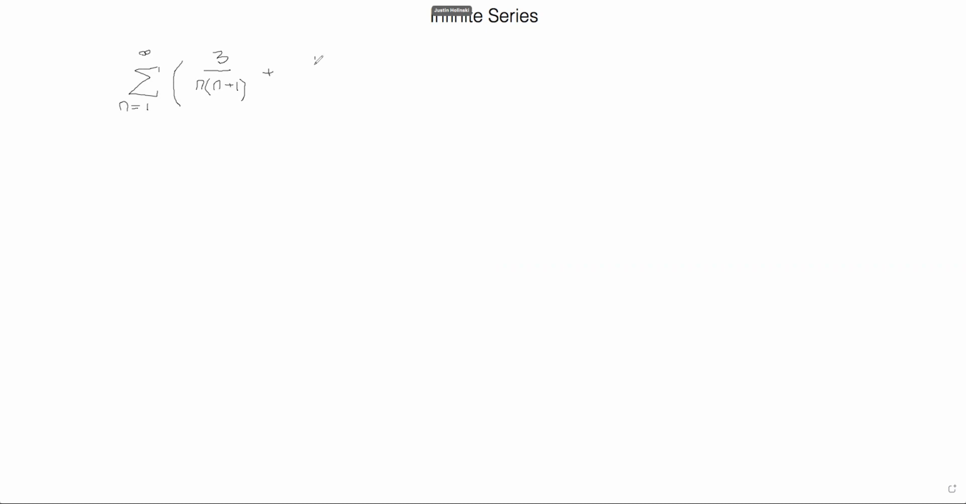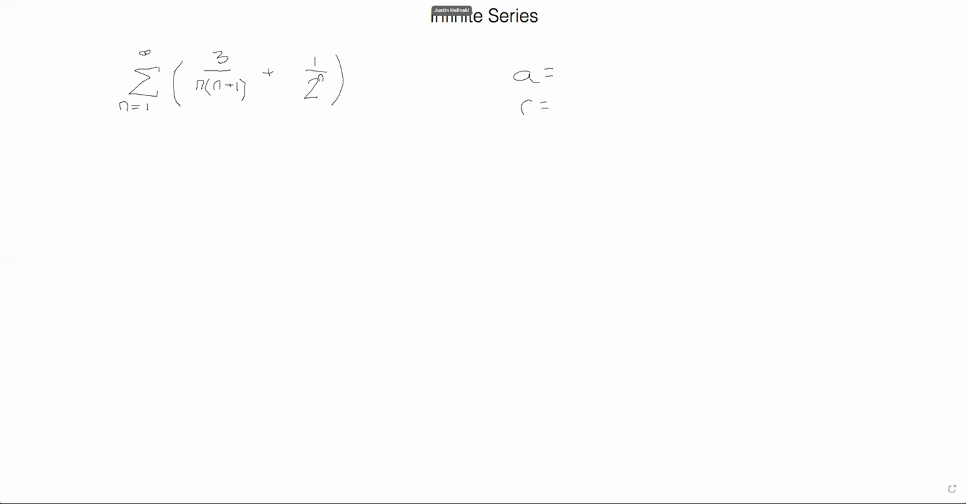Plus 1 over 2 to the n. So we want to see if we can identify a common difference in the first term. So let's find A. A is the first term in the sequence, the first element of the set. R is the common difference. We can find both of those things.